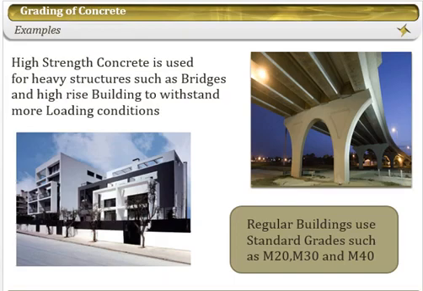For example, high strength concrete is used in heavy structures, as I already told you here. Like you see a bridge, here we use the high strength concrete. For regular work like any residential house, or apartments of three or more floors, we use standard grades like M20, M30 and M40.